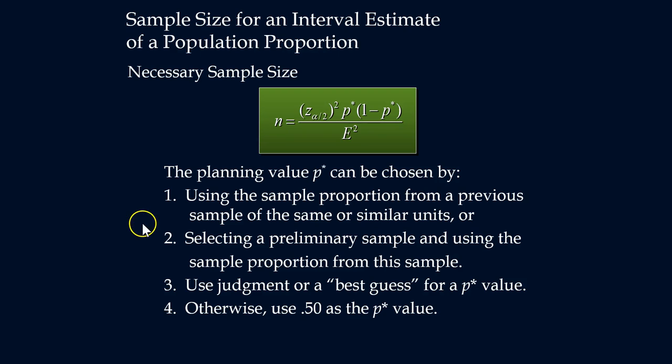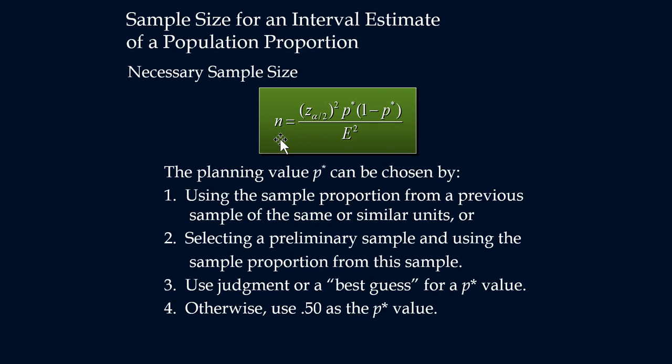We can add some sort of planning value, this p star. So if we've done an election in the past, for example, we would use the most recent proportions as our planning value and go from there. Or we could use our best judgment. Otherwise, the most conservative is always 50-50. The most conservative value you'll ever get is always 50-50. That will lead to the highest value of n that you can achieve. Okay, so kind of keep that in mind.